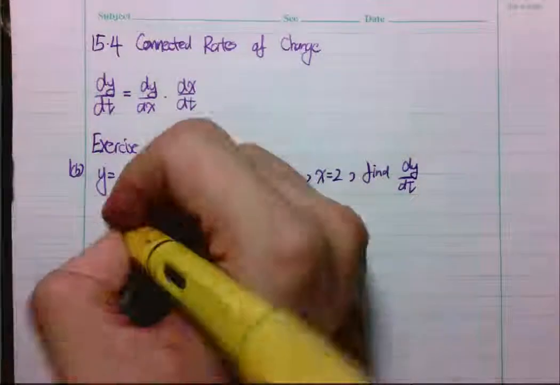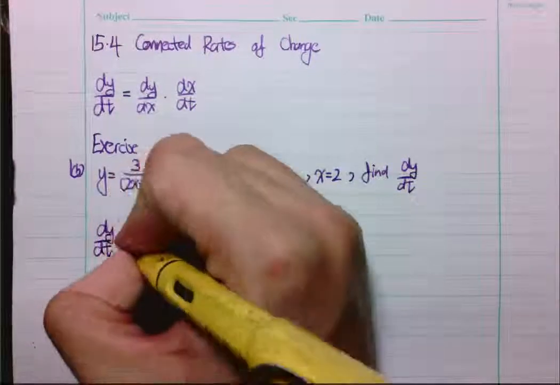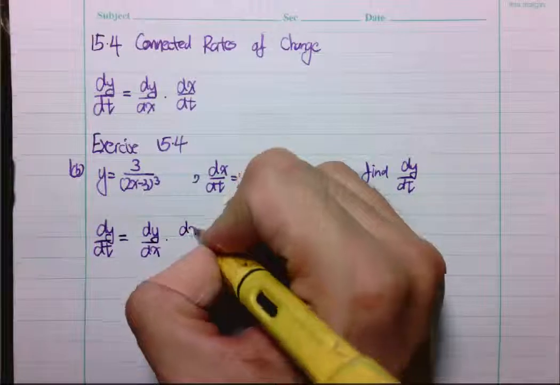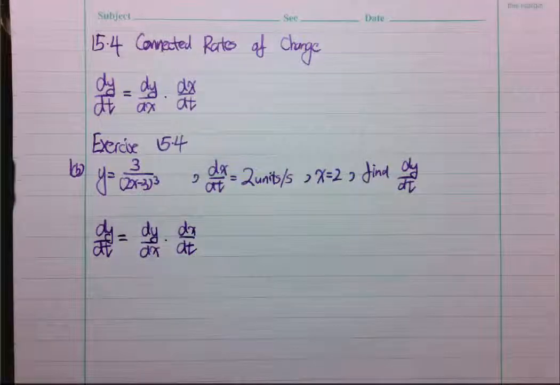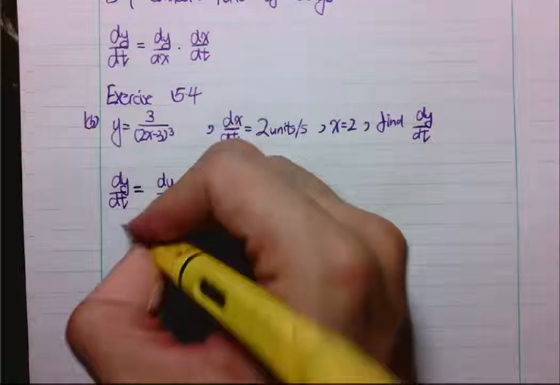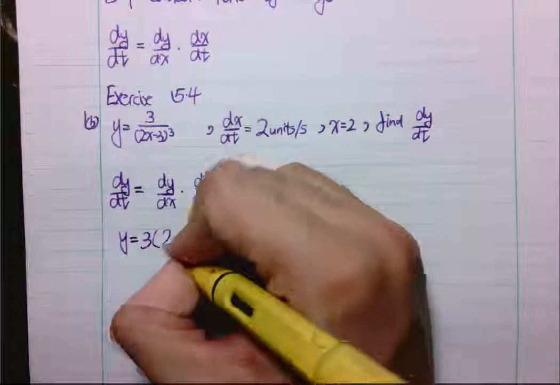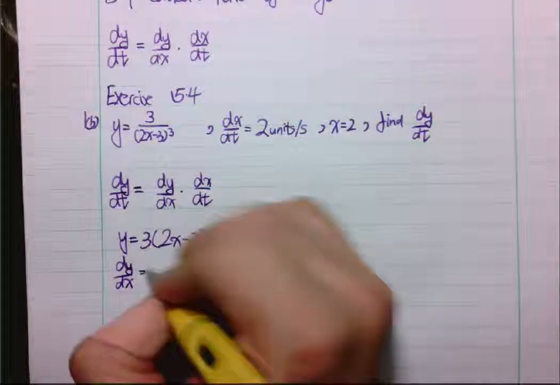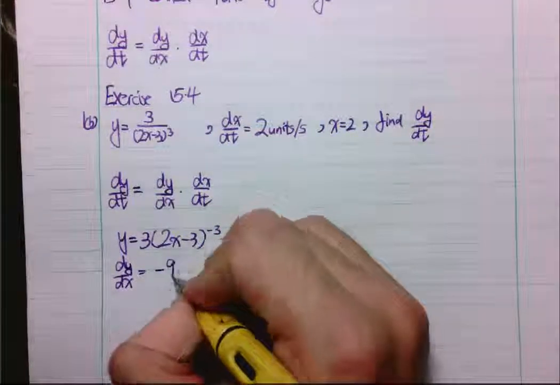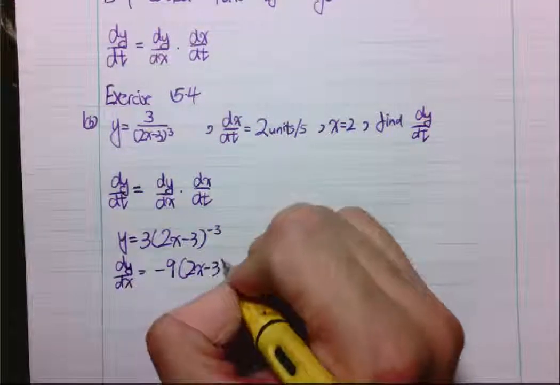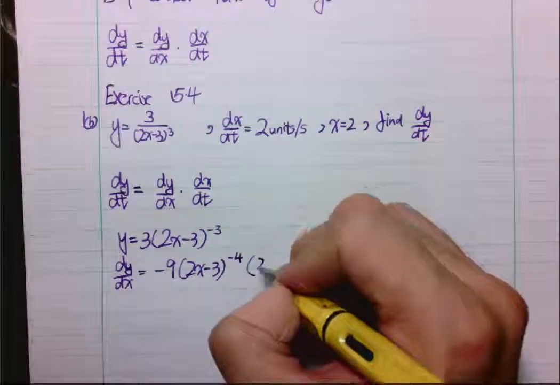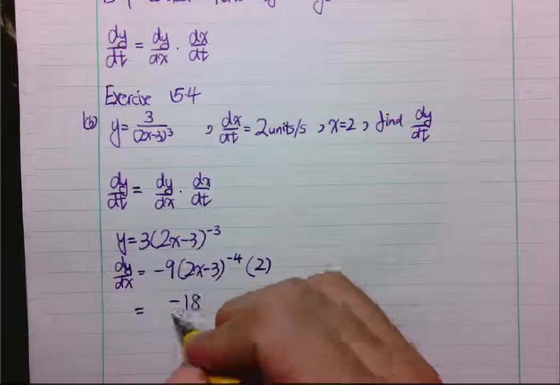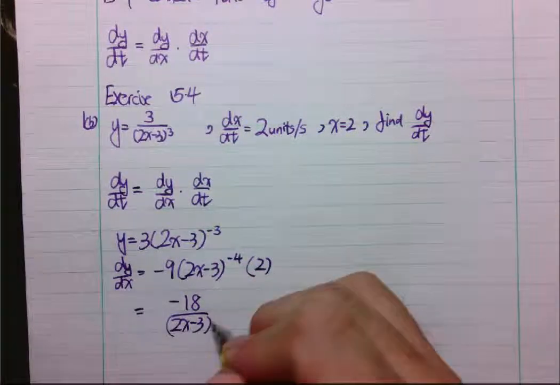As we have learned just now, the rate of change of y with respect to t equals dy/dx times dx/dt. The only thing missing now is dy/dx, so let's start with y equals 3 times (2x minus 3) to the power of negative 3. Differentiating this with the chain rule, it's negative 9 times (2x minus 3) to the power of negative 4, times the derivative inside the bracket, which is 2. So you get negative 18 over (2x minus 3) to the power of 4.